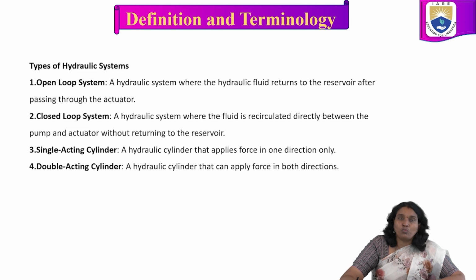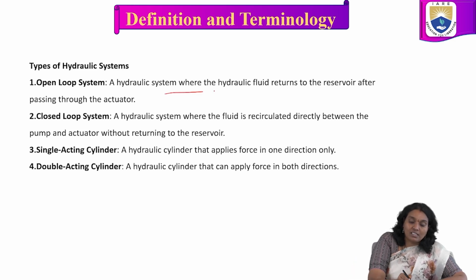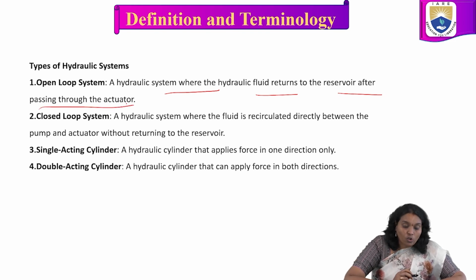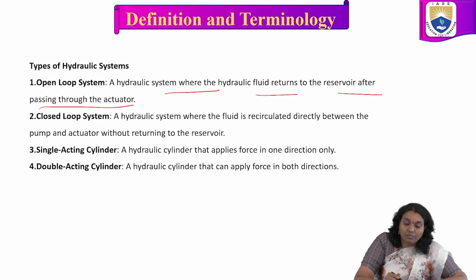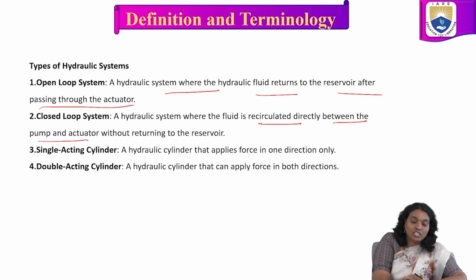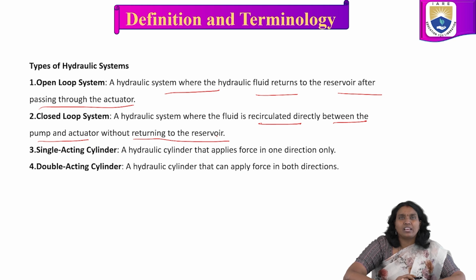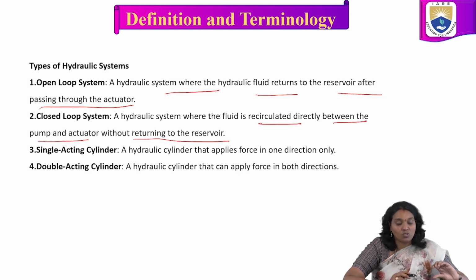In an open loop system, a hydraulic system, the hydraulic fluid returns to the reservoir after passing through an actuator. In a closed loop hydraulic system, the fluid is recirculated directly between the pump and actuator without returning to the reservoir. That is the difference between the open loop system and the closed loop system.